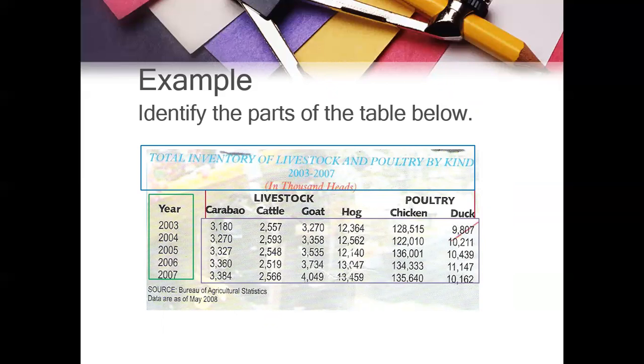These are the values of the field. The source Bureau of Agricultural Statistics is the source note. And this is the footnote.